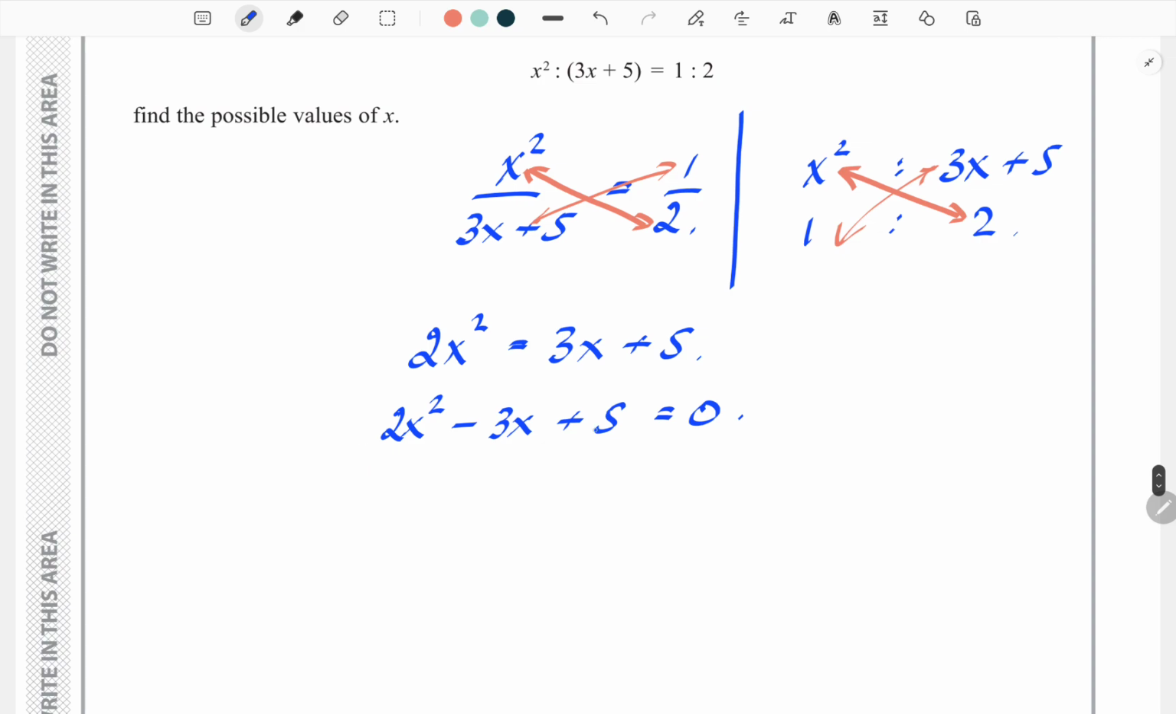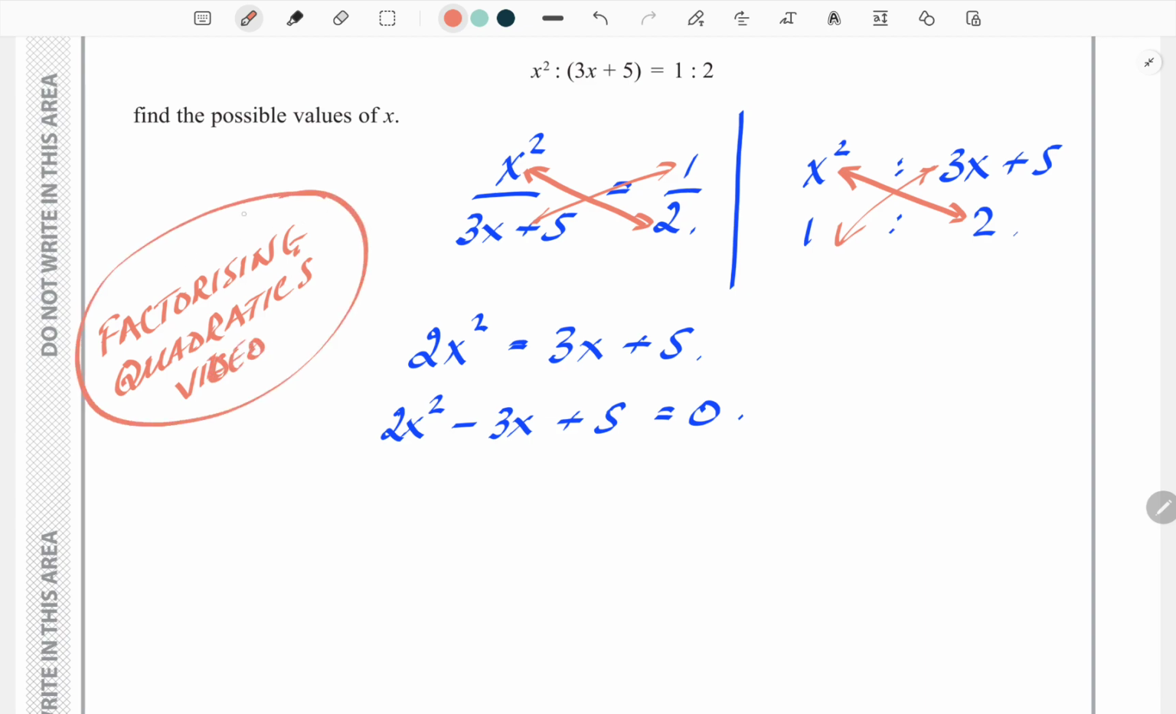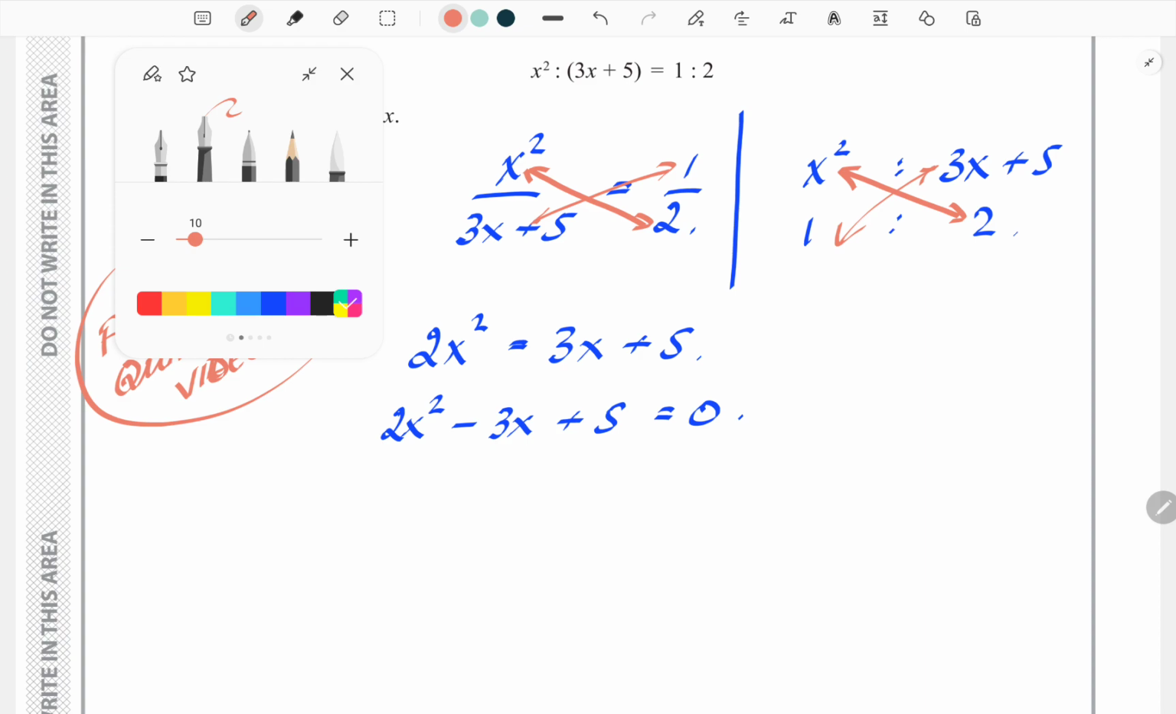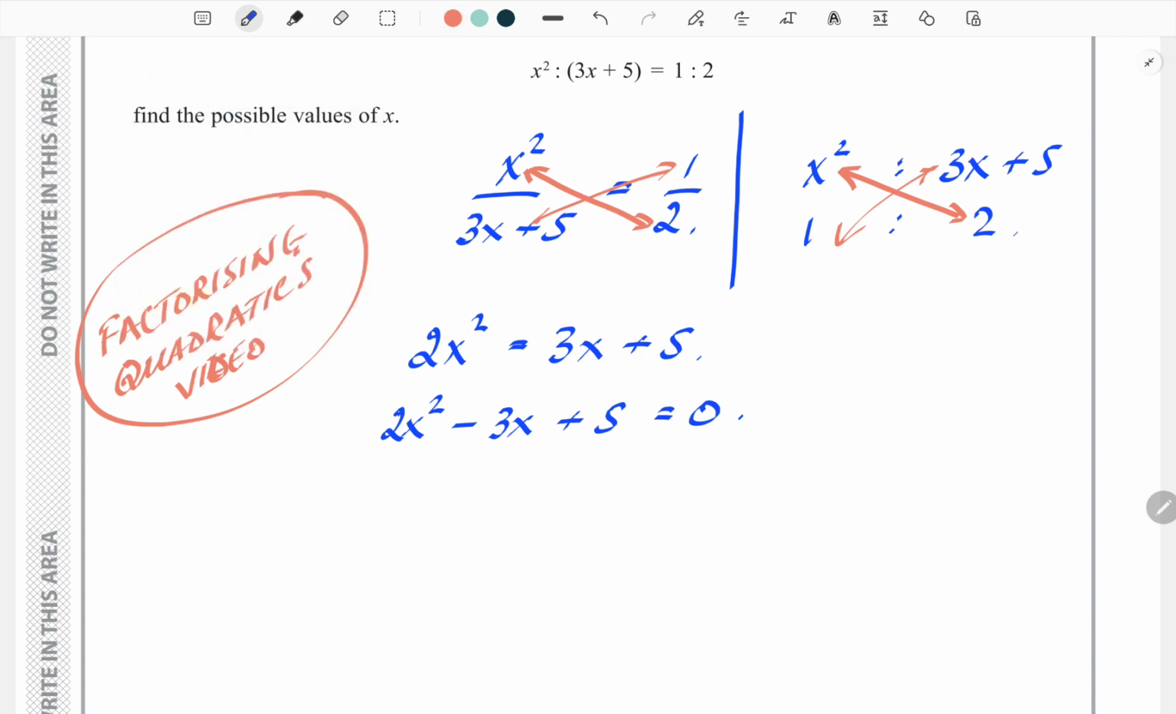And we're going to factorize this as a quadratic. Now, again, I'm not going to labor the point on this because I've got 3 different videos on factorizing quadratics. So please refer to that if you need to, and revise the factorization methods.